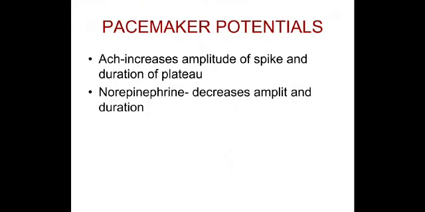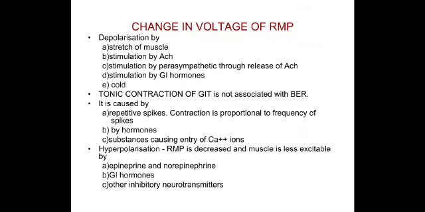There are pacemaker potentials. Acetylcholine increases the amplitude of the spike and the duration of the plateau. Norepinephrine decreases the amplitude, and these are the neurotransmitters which increase or decrease the activity. Change in the voltage of RMP can be due to stretch of the muscle, stimulation by acetylcholine, stimulation of the parasympathetic, and stimulation by gastrointestinal hormones. The temperature also can regulate the change in depolarization.